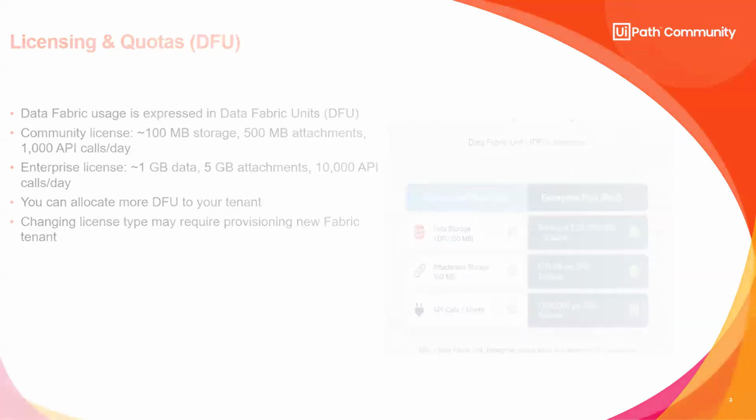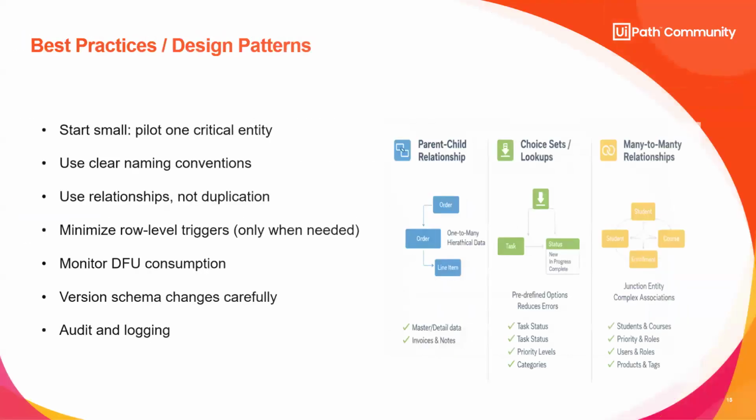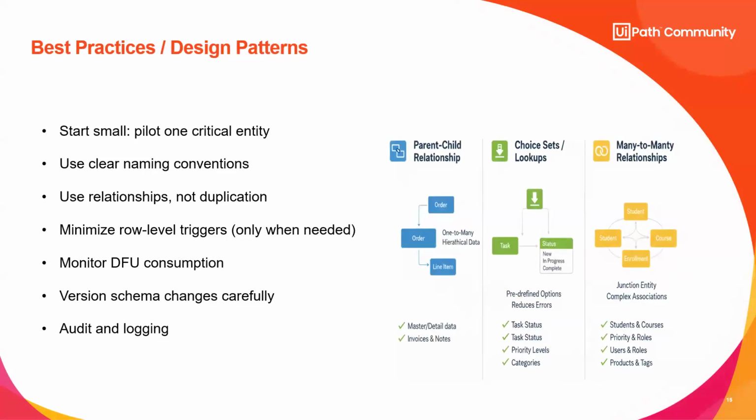Best practices or design patterns. Now let's talk about some best practices, things I have learned from building real-world automation with Data Fabric. First, start small. Pick one core entity like customer or ticket and build a pilot. Don't try to model everything at once.